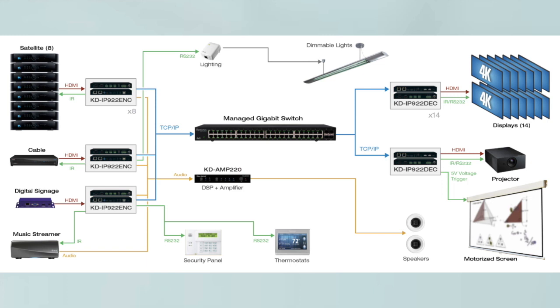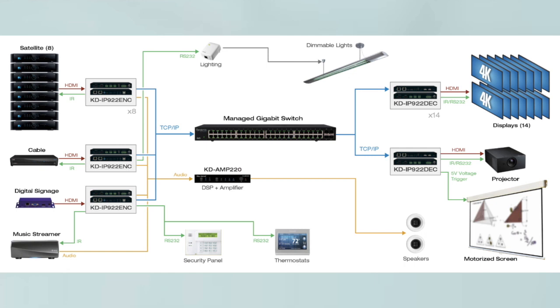We look here at the system with 8 satellite boxes, 1 cable box, 1 digital signage player, 14 displays, and a projector on the right side. And all these devices need control, either IR or RS-232. We have RS-232 to security panel and thermostats at bottom center of the screen, lighting control at top center of the screen, and 5-volt trigger control at the motorized screen.